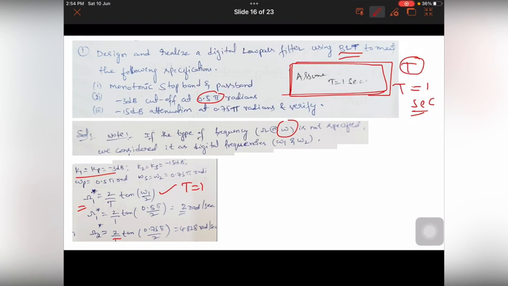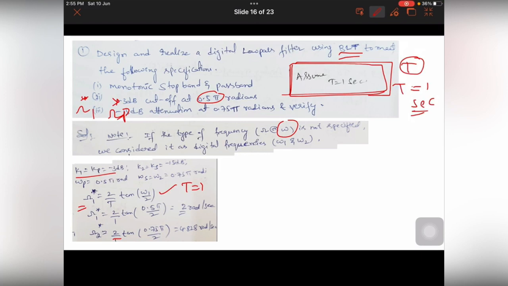Similarly, calculating omega 2. Generally I will take omega 1 and omega 2 as normal frequencies in analog, but here we are converting from digital to analog. That's why I will take omega 1 star or omega p star. Because we are converting from digital to analog, that's why we will take it as star. Similarly, omega 2 star is 2 by T into tan of omega 2 by 2. So omega 2 is 0.75 pi by 2, you will get 4.828 radian per second.